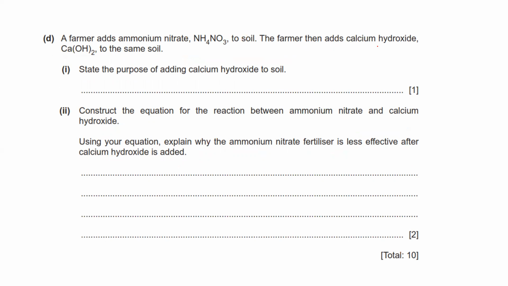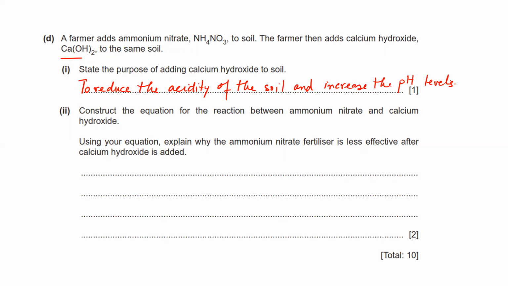The farmer then adds calcium hydroxide to the same soil. State the purpose of adding calcium hydroxide. So calcium hydroxide is actually added to balance or reduce the acidity of the soil and basically raises the pH level. So to reduce the acidity of the soil and increase the pH levels. Okay.